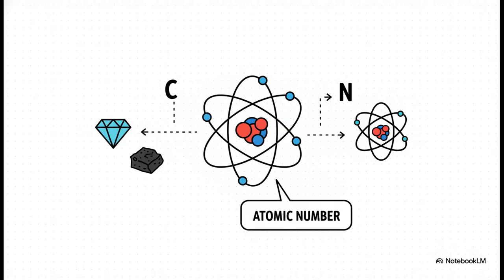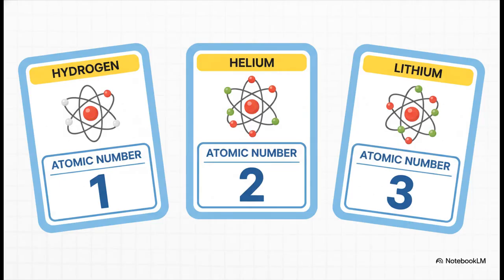The answer is actually incredibly simple. It's the number of protons. That's it. Any atom in the entire universe that has exactly 6 protons is a carbon atom, period. If it has 7, it's nitrogen. If it has 8, it's oxygen. This magic number is called the atomic number. Just think of the atomic number as an element's permanent, unchangeable ID card. It's the one thing that defines it. Hydrogen is number 1, helium is 2, all the way up the list. No two elements can ever have the same atomic number.